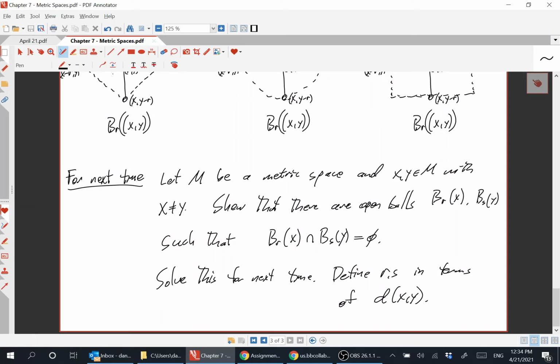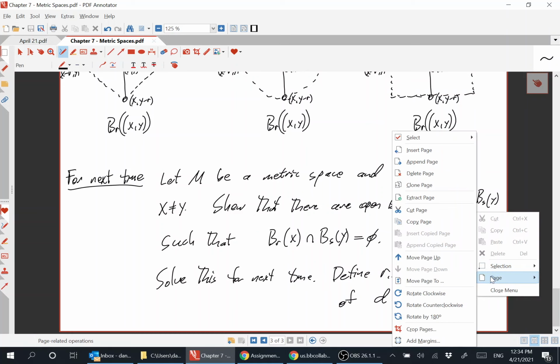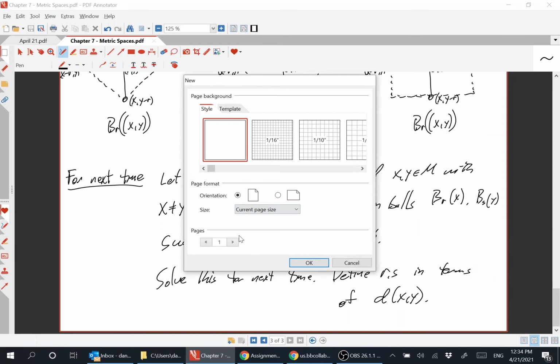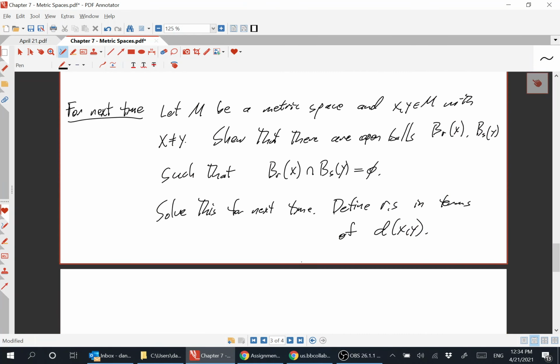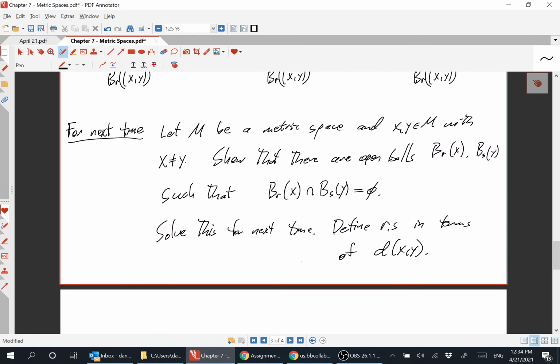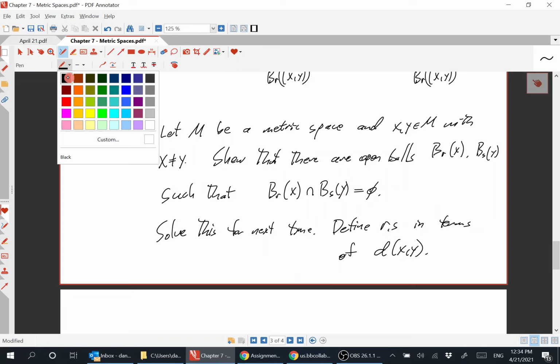So for this time, let M be a metric space, and let X and Y be distinct elements of this metric space. Show that there are open balls around X and Y that are disjoint. You can always put open balls around X and Y, as long as they're different, that don't overlap. Okay, so let's give a proof of that.